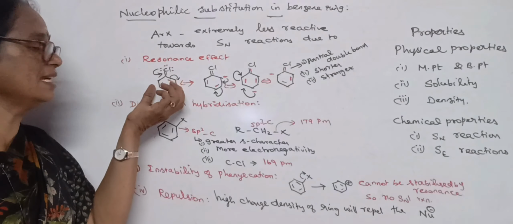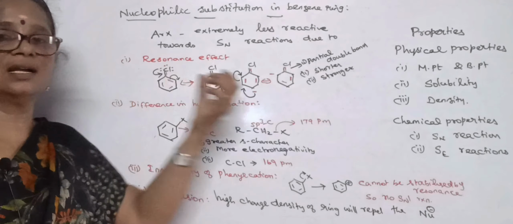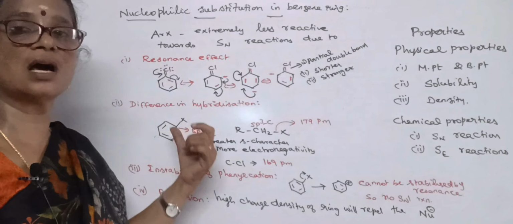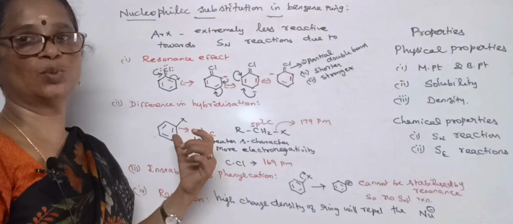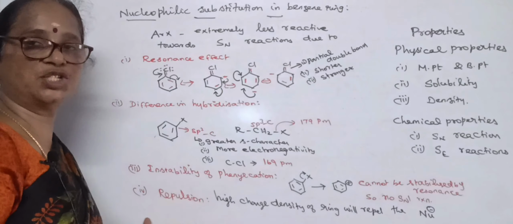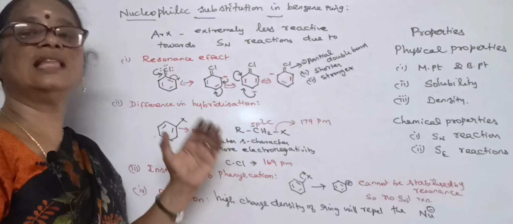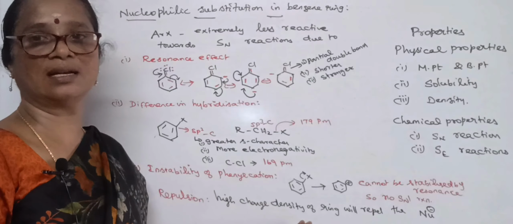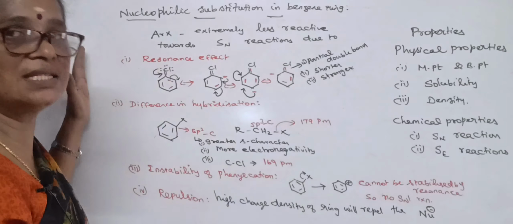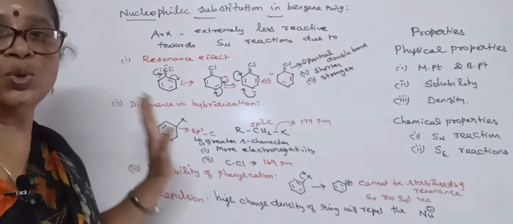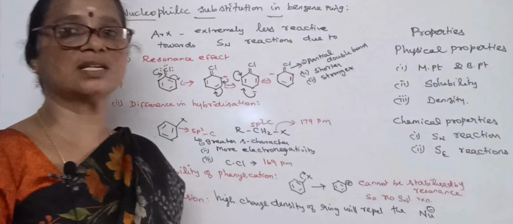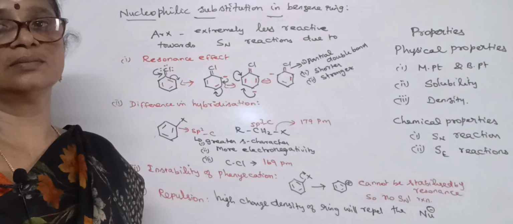The benzene ring itself has a high charge density. The incoming nucleophile is also an electron rich group. So when two electron rich groups approach one another, they will repel each other, and hence haloarenes do not undergo nucleophilic substitution reactions easily.